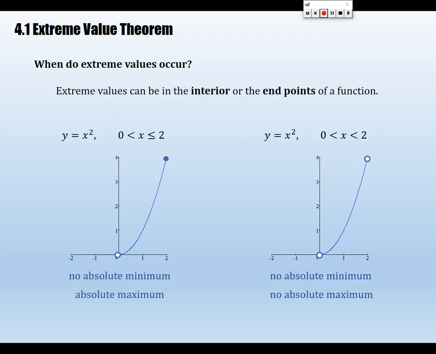Is that cool? All right, now we're finally ready, after seeing these pictures. When can we guarantee that a function will achieve an absolute maximum and minimum, that it will have both? What do you think? What's the condition for the extreme value theorem? Look back at the 4 examples we just did. What did you say, Ashley?